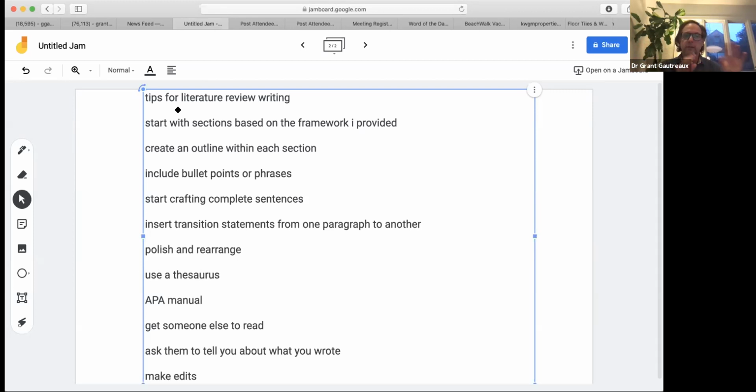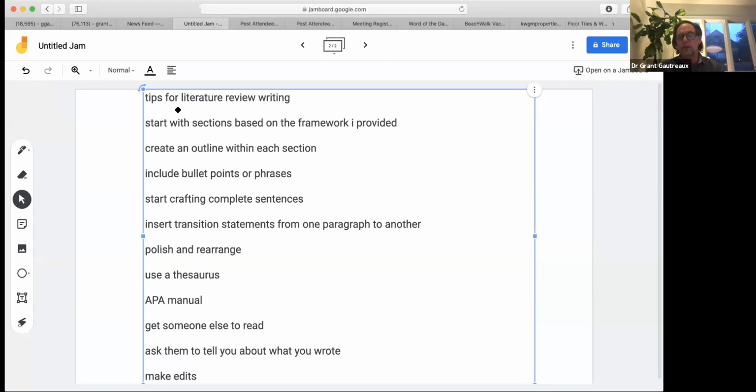Then go back and include bullet points or phrases. It's going to help you to organize the sequence of things. Then you start crafting complete sentences, insert transition statements from one paragraph to the other. I should have put read through it, polish it and rearrange it.